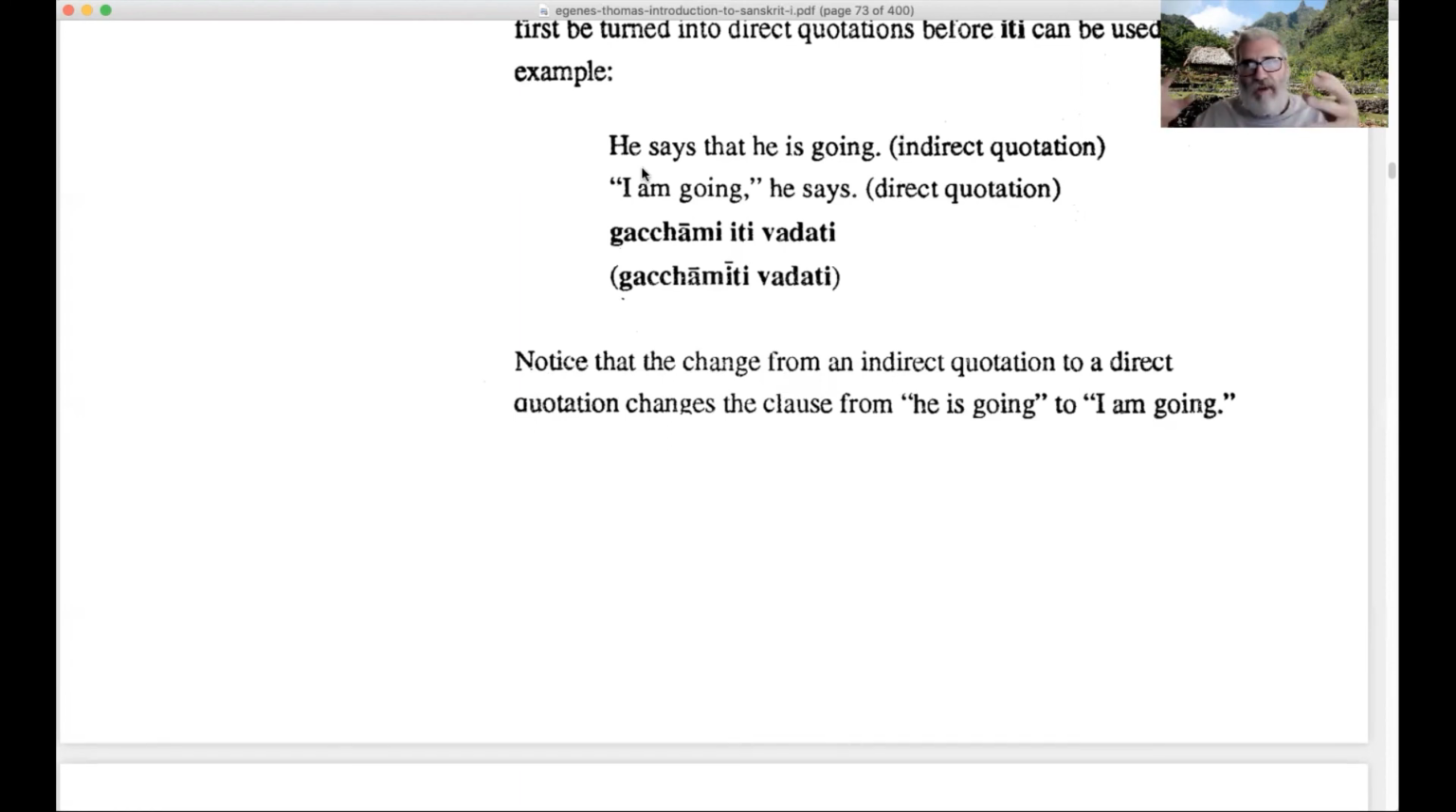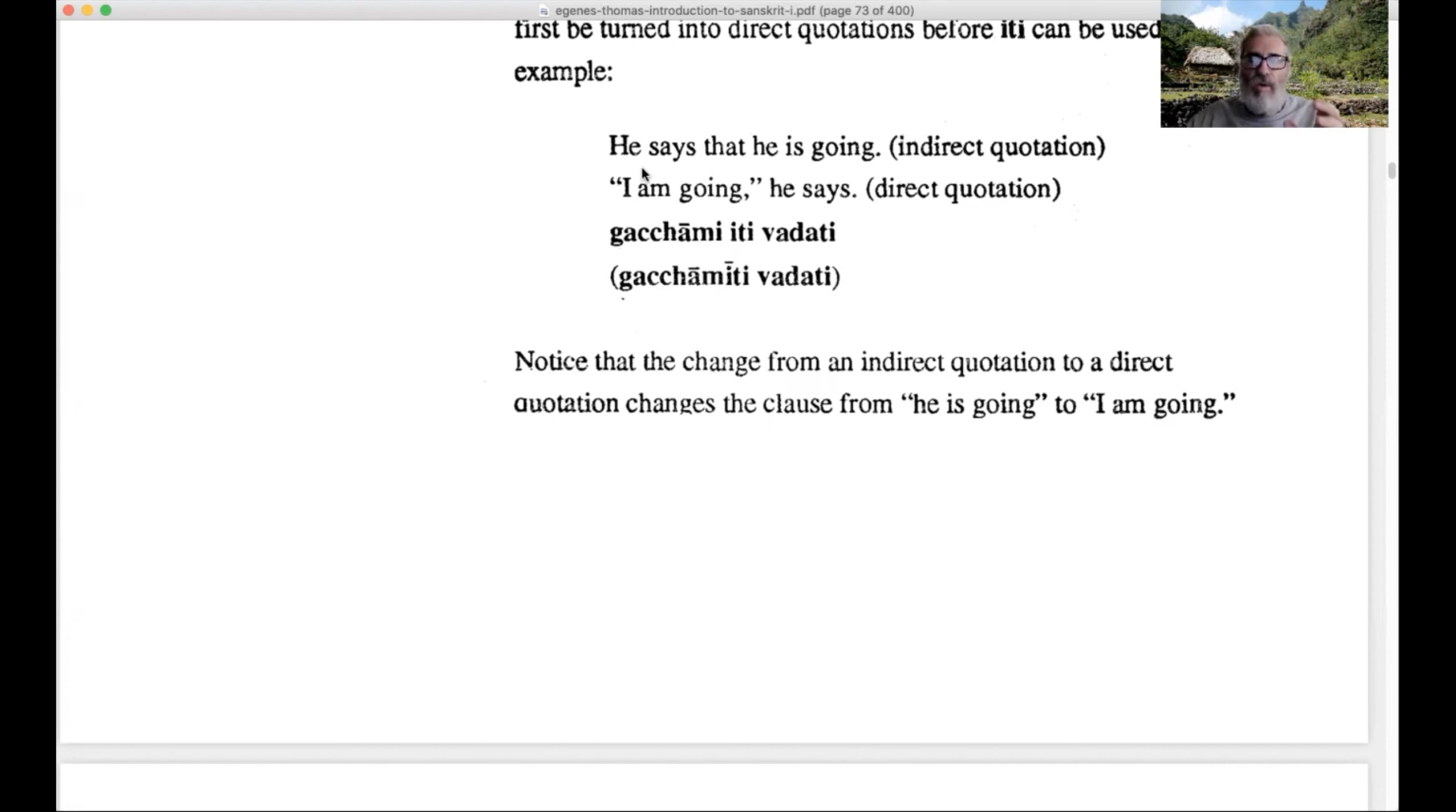We could conjoin them. We could put them together with cha. We could say vadati cha gachati cha, or we could say vadati gachati cha, and that would mean he says and he is going. But that's not what the exercise is. The exercise is to translate he says that he is going.